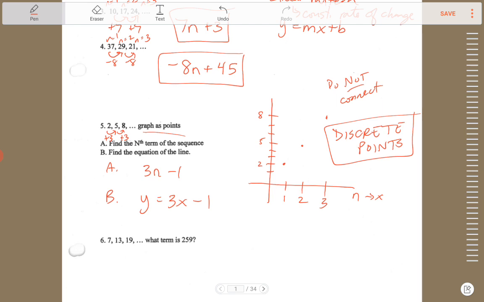Let's see, what are we doing here? What term is 259? So it goes dot, dot, dot. We're going to get a bunch of numbers, and then eventually we're going to get to 259. Well, here's our first term, here's our second term, and so on. What are we doing every time? It looks like we're adding 6 each time, right? To get to the next term in the sequence.